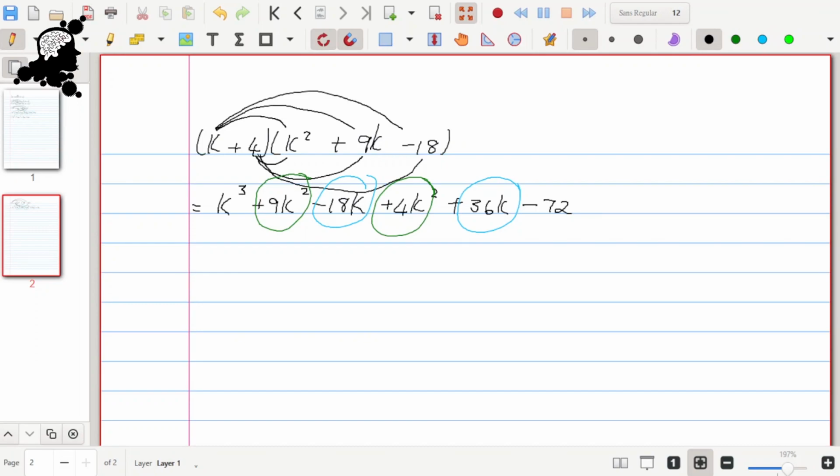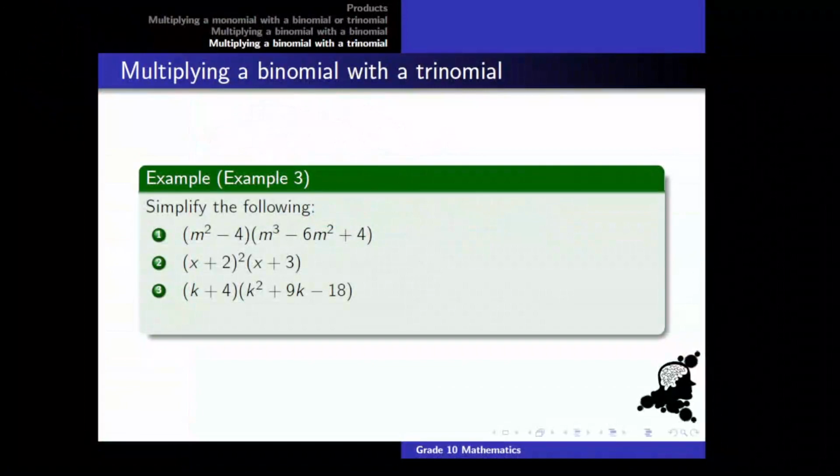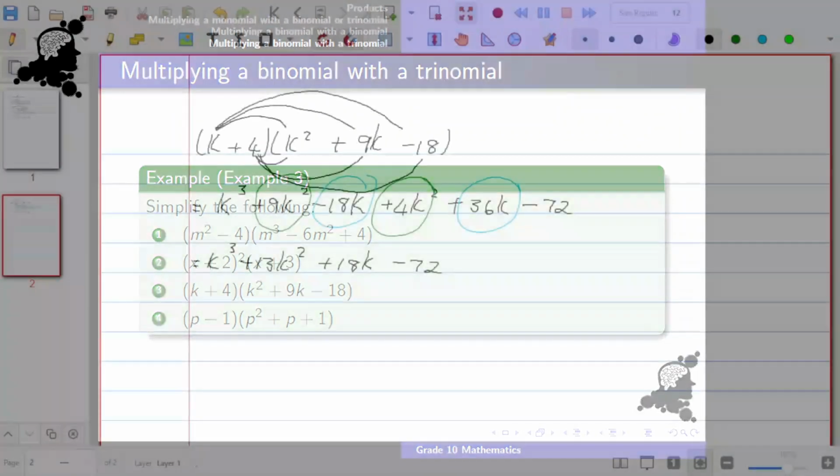So if we simplify this, I'm going to have k cubed. Then 9k squared plus 4k squared, that's going to give me positive 13k squared. Then minus 18k plus 36k, this is going to give me positive 18k. Then lastly, I have negative 72. Wonderful. So let's look at the last question for this section. So we've got p minus 1 into p squared plus p plus 1. Let's have a look at this one.